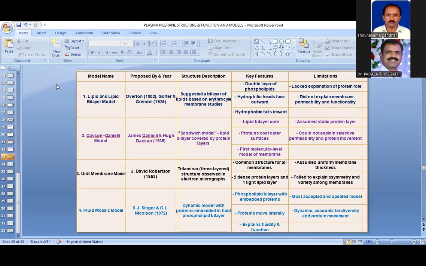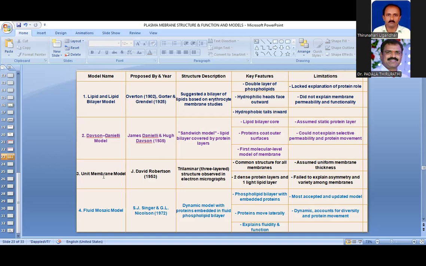Second one, the Davson and Danielli model. It was proposed by James Danielli and Hugh Davson. It is a sandwich model of a lipid bilayer covered with protein layers. The key feature is a lipid bilayer core with a protein coat on the outer surface, the first molecular-level model of membranes. Limitation: the static protein layer could not explain selective permeability and protein movement.